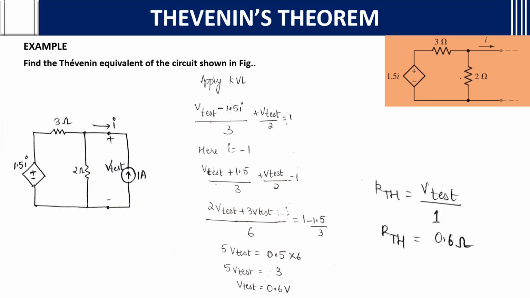RTH, how can we find it across the terminals? RTH is equal to VTH by 1 ampere, that is V by I. RTH is equal to 0.6 volts by 1 ampere, which is 0.6 ohms.